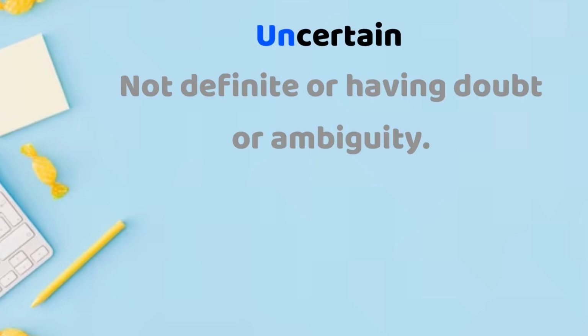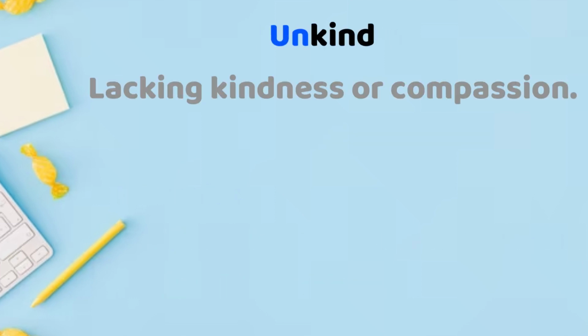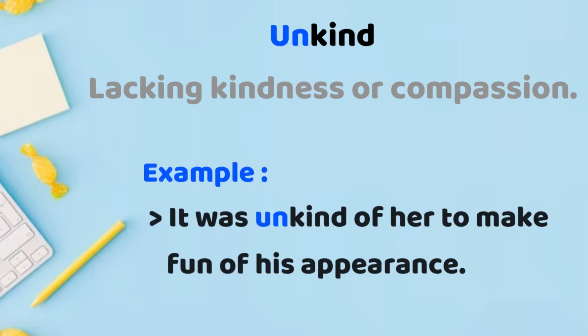Uncertain. Not definite or having doubt or ambiguity. Example: the outcome of the negotiation is still uncertain. Unkind. Lacking kindness or compassion. Example: it was unkind of her to make fun of his appearance.